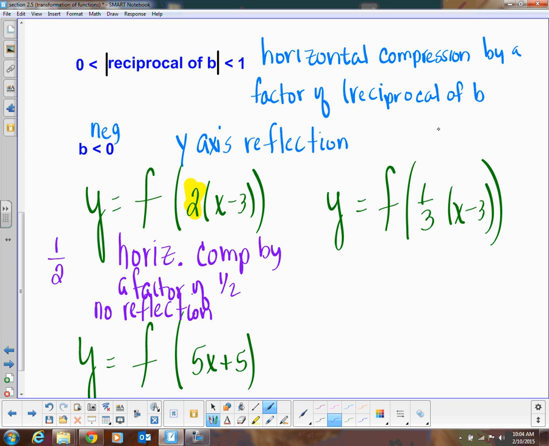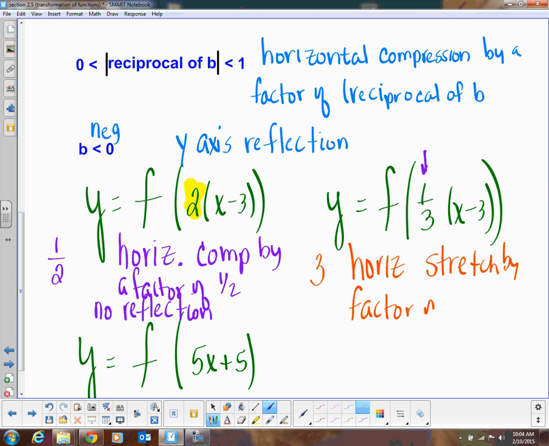Let's look at this one. That's my B, but we do not focus on 1/3, we focus on 3. We look at the reciprocal. Based on the reciprocal, this function has a horizontal stretch by a factor of 3. Is there a reflection? No, because 1/3 is positive.